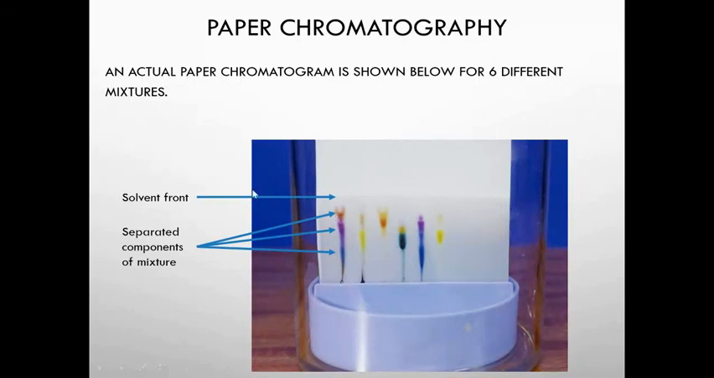So that is paper chromatography. This particular chromatography is not very quantitative. In other words, we can't see how much of each of these components were in the ink that was the original mixture. We can just see that there were different colors. So this is a much more qualitative chromatography.